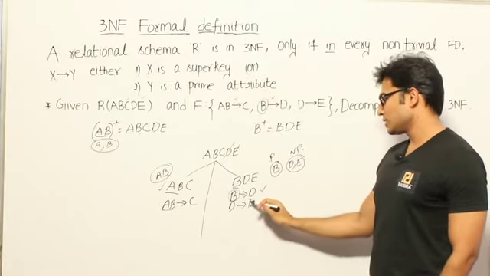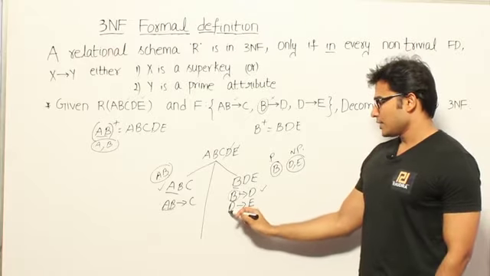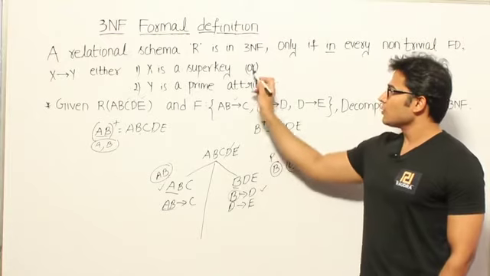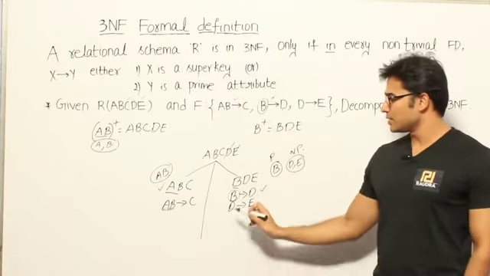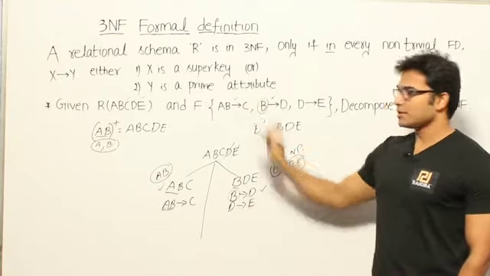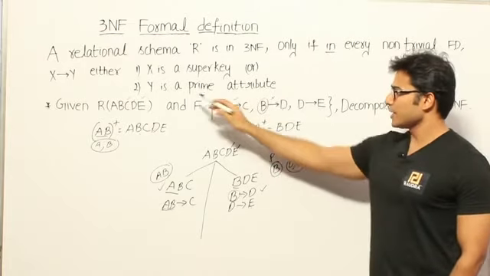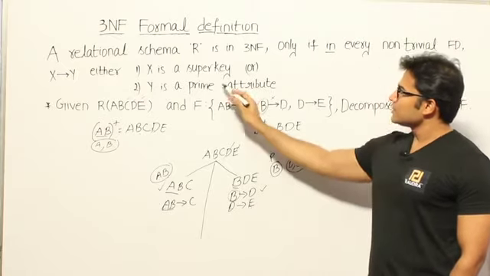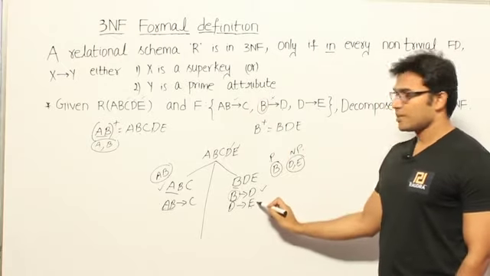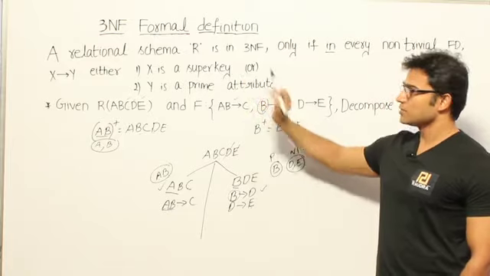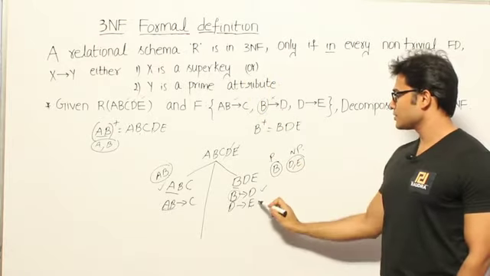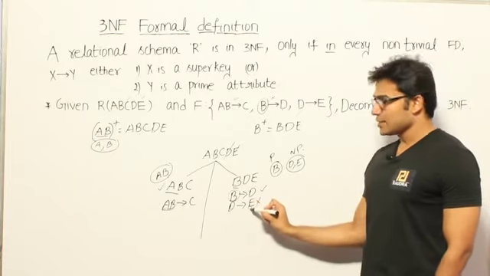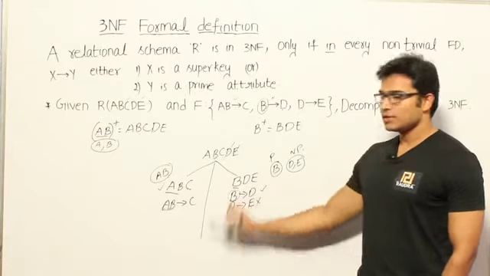Now if you see the next one, left side D is not a super key, isn't it? Therefore the first condition is not satisfied by this one. Let's see at least whether the second condition is satisfied. What does the second condition say? The second condition is about the right hand side. Now the right hand side E is not a prime attribute, which means the first condition is not satisfied and the second condition is not satisfied by this one. Got it? And therefore, because of this functional dependency, this table is not in third normal form.